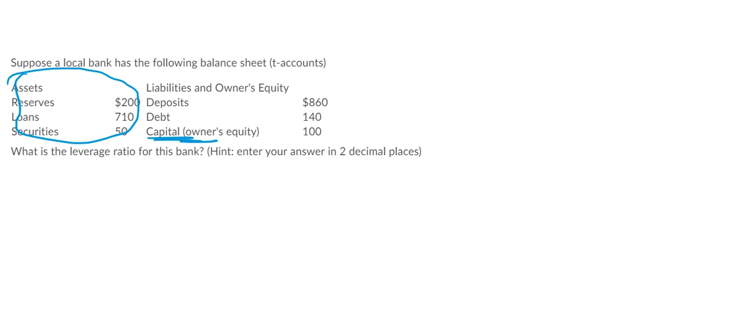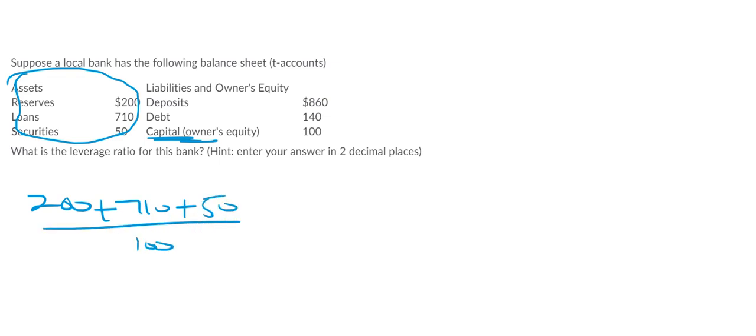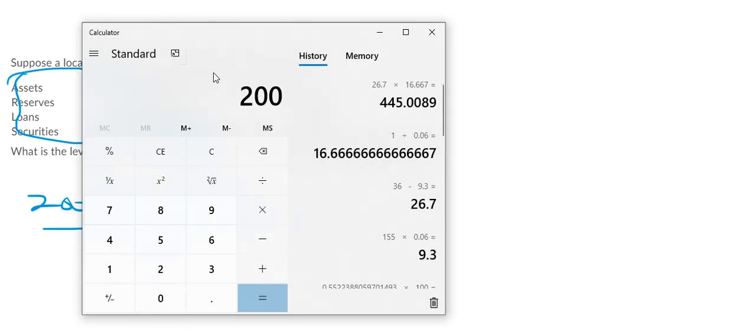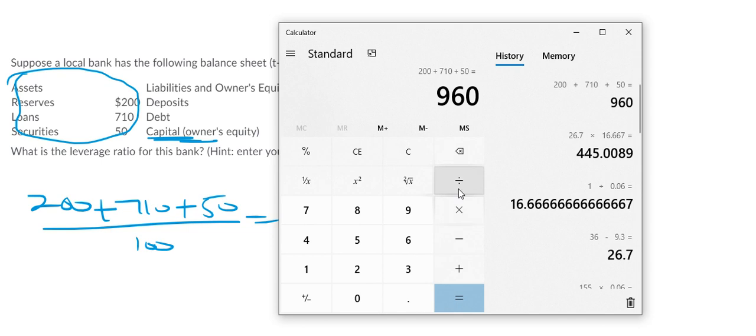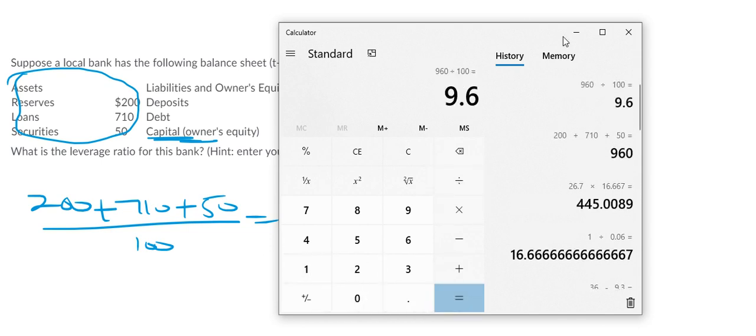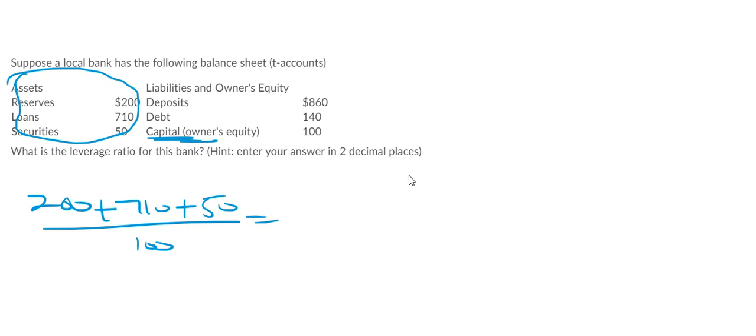So our total asset here will be the $200 reserve, again, reserve just means cash, plus your loan, which is 710, plus your security, which is 50, divided by the capital of $100. So let's see how much this is. 200 plus 710 plus 50, and then divided by 100. So 9.6. The leverage ratio for this bank is going to be 9.6.